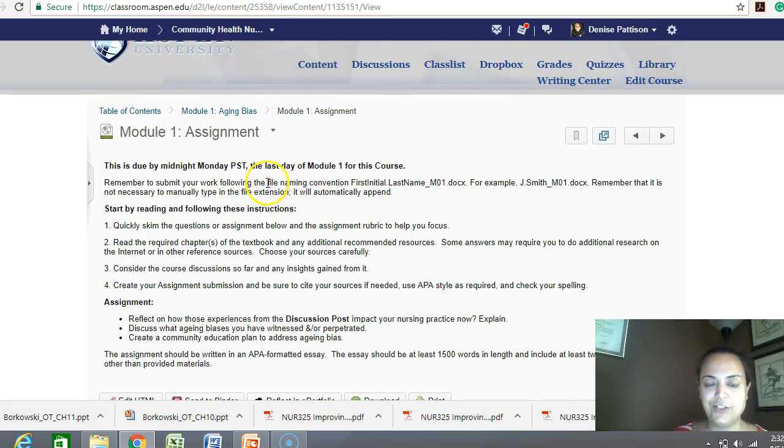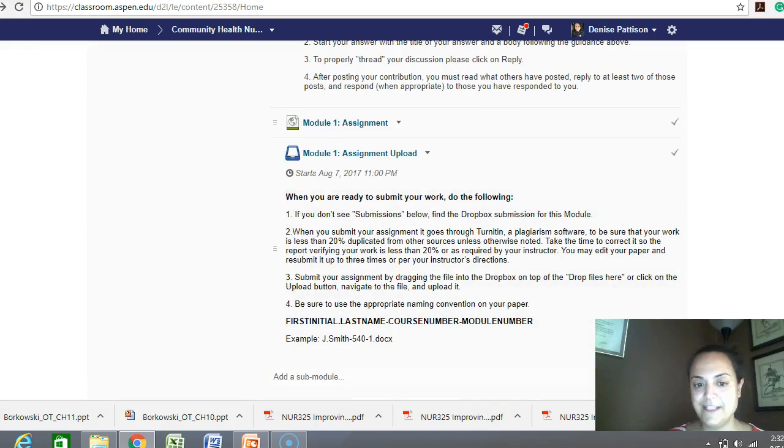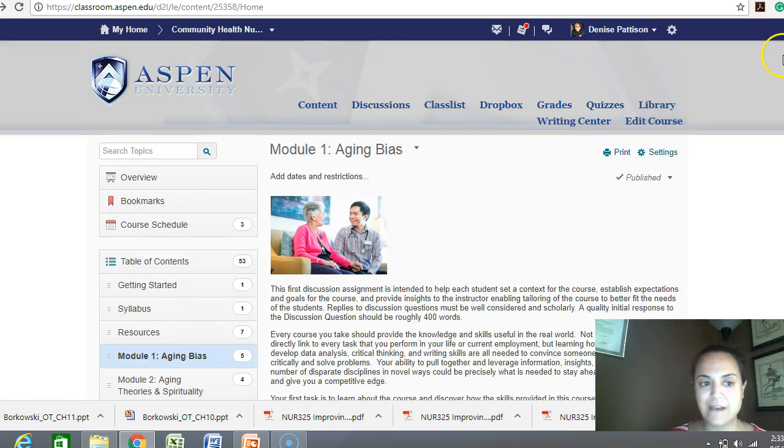As you can see here, this is the file naming that you have to do. So first initial, last name, and then -M01. Okay, so that's how each module breaks down.